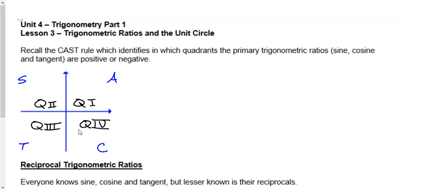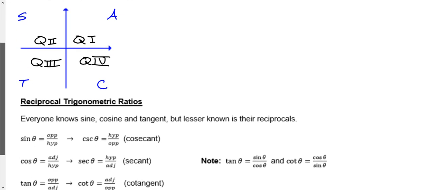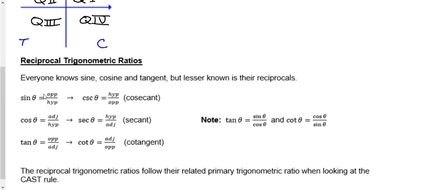That also means if I was tangent in quadrant 2, I'm looking for a negative number, or if I was cosine in quadrant 2, I'm looking for a negative value. Right below we have our basic trig ratios, so sine, cos, tangent with all their sides. So sine is opposite over hypotenuse, cosine is adjacent over hypotenuse, tangent is opposite over adjacent.